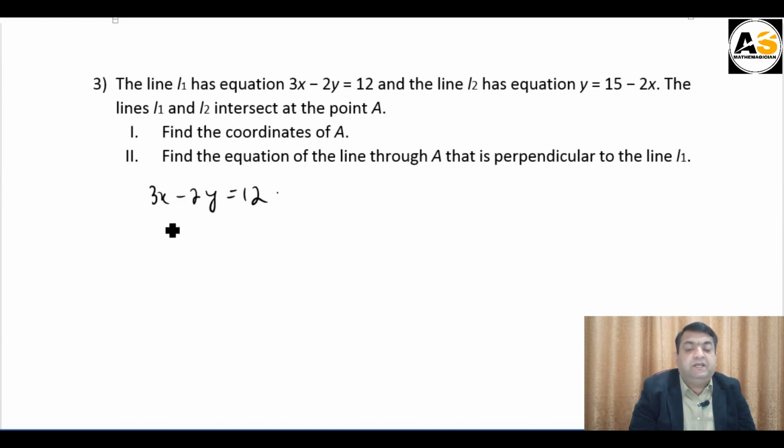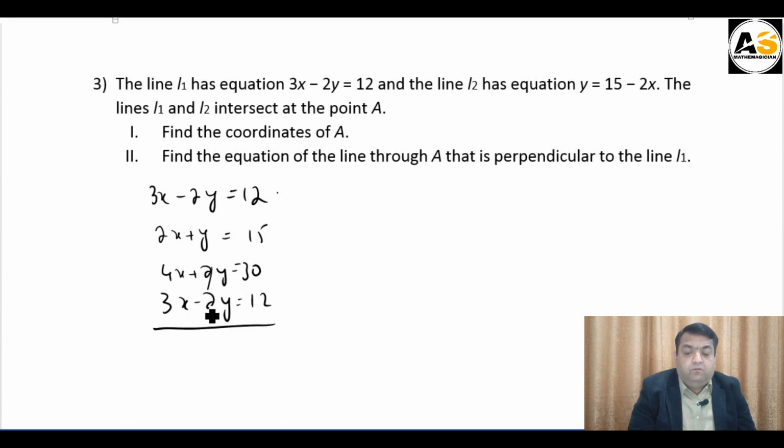First equation is 3x minus 2y is equal to 12. Second equation, I am transforming it: 2x plus y is equal to 15. I will multiply this equation by 2, so 4x plus 2y is equal to 30, and equation 1 as it is I will write over here. By adding these equations, 7x is equal to 42, x is equal to 6.